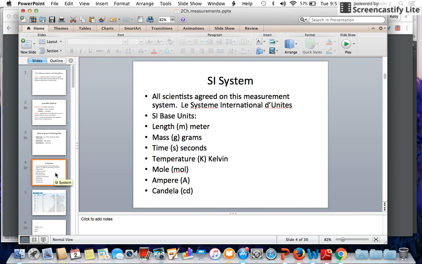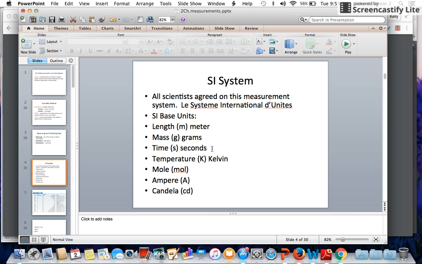All right, and then getting to the SI system, it's the Système International d'Unités. So we abbreviate it as the SI system. The basic unit to measure length, we don't use feet, we use meters in science. For mass, we don't use pounds, we use grams. For time it's seconds, which is the same as the English version. For temperature, we're going to use Celsius and Kelvin. So I have Kelvin listed there, but we also use Celsius.